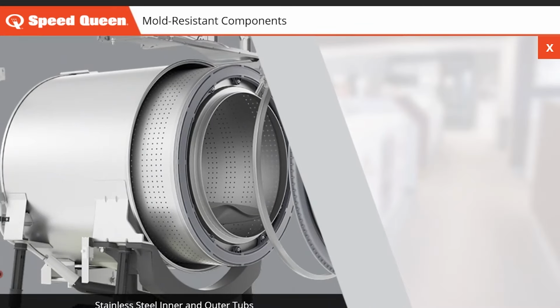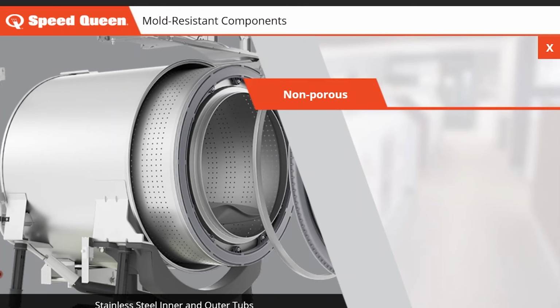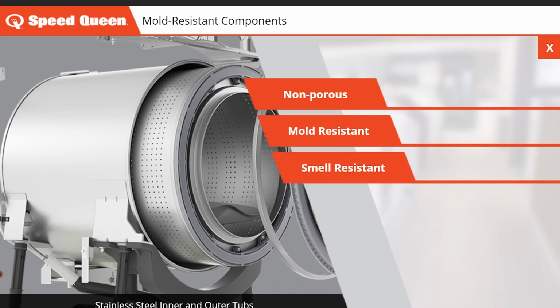Speed Queen front-load washers have stainless steel inner and outer tubs. The tubs are non-porous and mold and smell resistant. Therefore, the tubs are more durable than the tubs of many of the competitor machines, which are made of plastic or poly material.